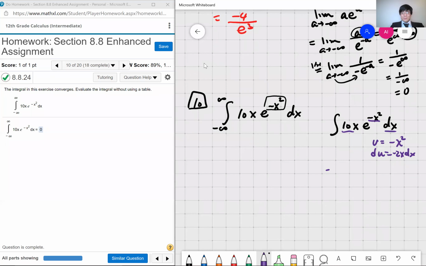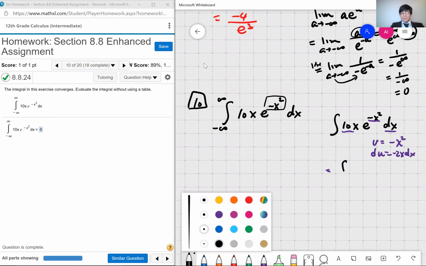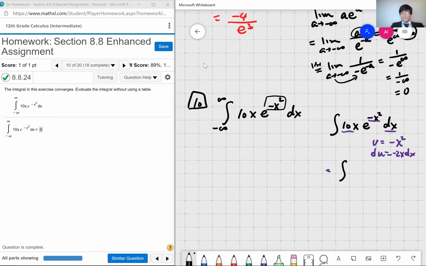So after making a substitution, it's going to be e to the u, and this piece will become negative 5 du. So after the integral, it's going to be this plus c, and that's going to be negative 5 e to the minus x squared.